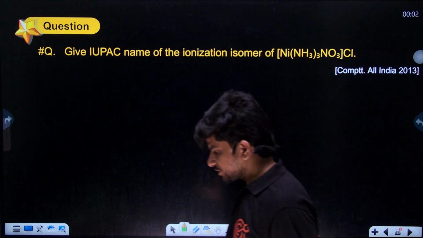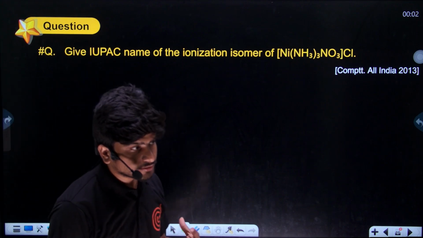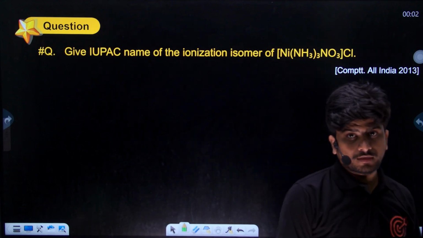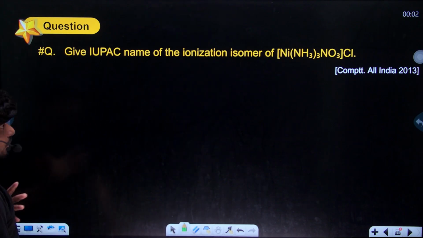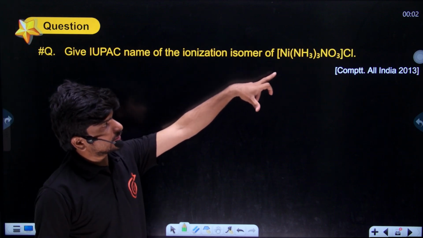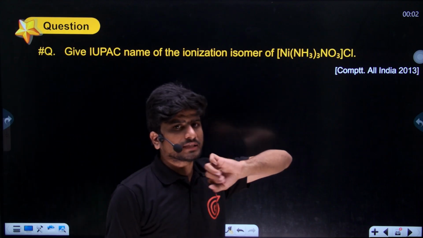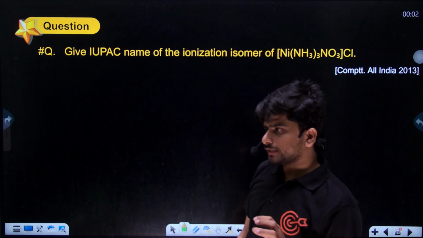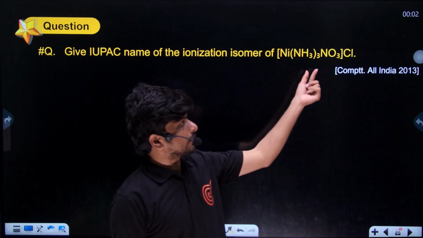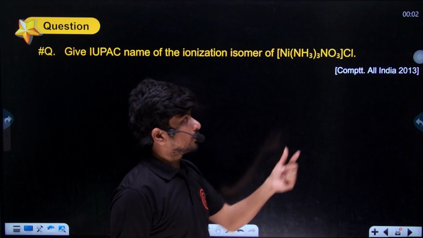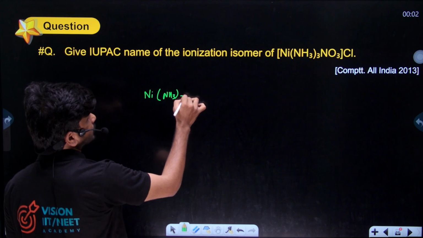Next, these questions are the subjective type of questions which used to come previously in your JEE Advanced, and they used to come for NEET exams also. So give the IUPAC name of the ionization isomer of Ni(NH3)3 NO3 Cl. If you think logically, before understanding what an ionization isomer is, it is a type of isomer where the position of the ions can be interchanged. So the ionization isomer of this is Ni(NH3)3 Cl NO3.